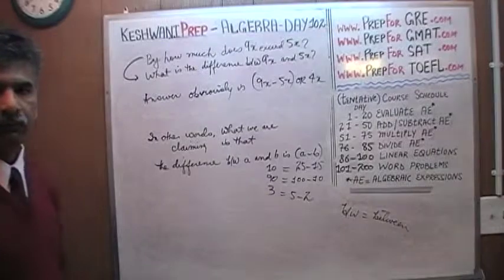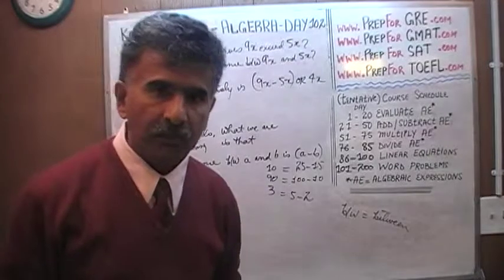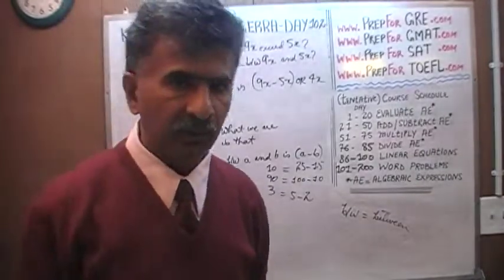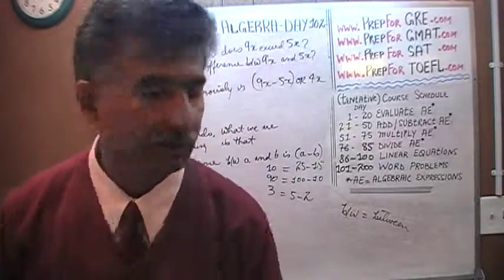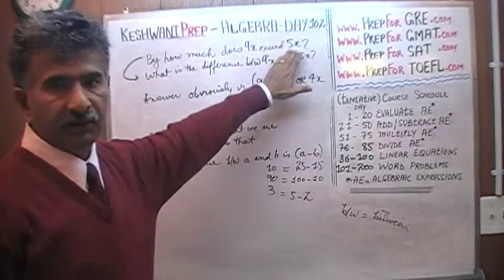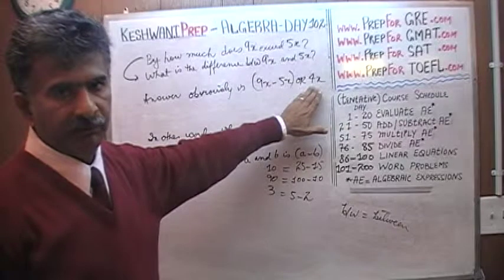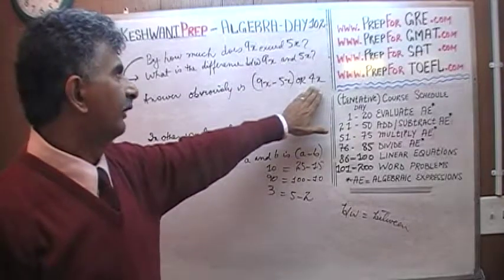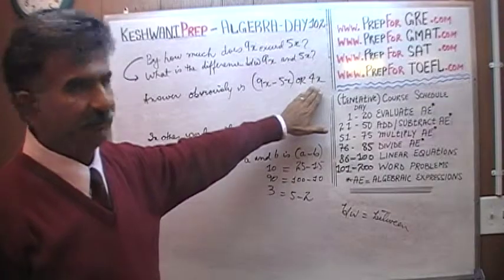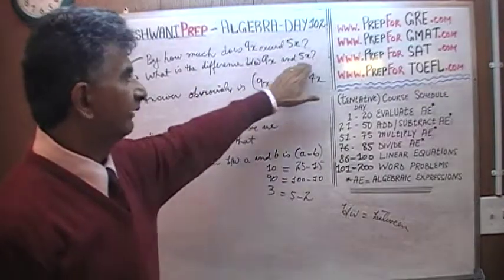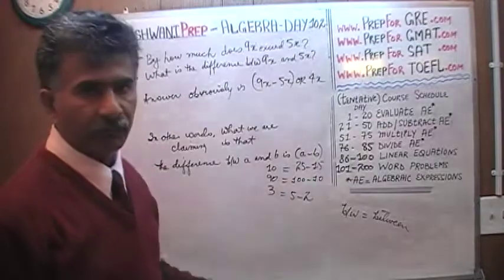The answer is 4x. By how much does 9x exceed 5x? The answer is 4x, because as we understand by now, that is the same as asking, what is the difference between 9x and 5x? The difference between 9x and 5x is 4x.